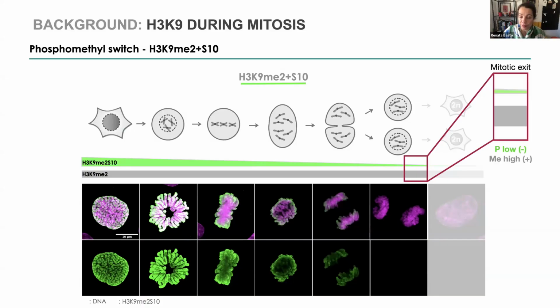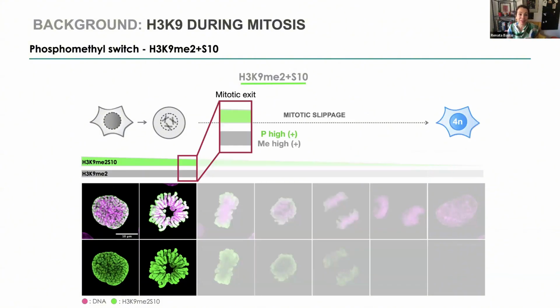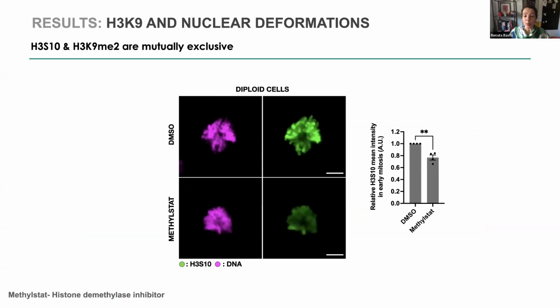But if they exit mitosis prematurely, which is the case of mitotic bypass, mitotic slippage, then these cells will exit mitosis with high levels of phosphorylation on serine 10. And so to challenge this working hypothesis, we decided to take into consideration this concept of the phosphorylation and the methylation having to be actually mutually exclusive.